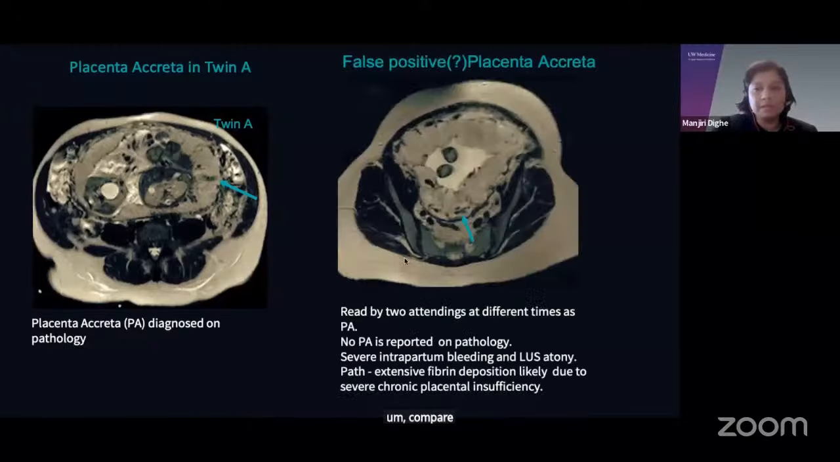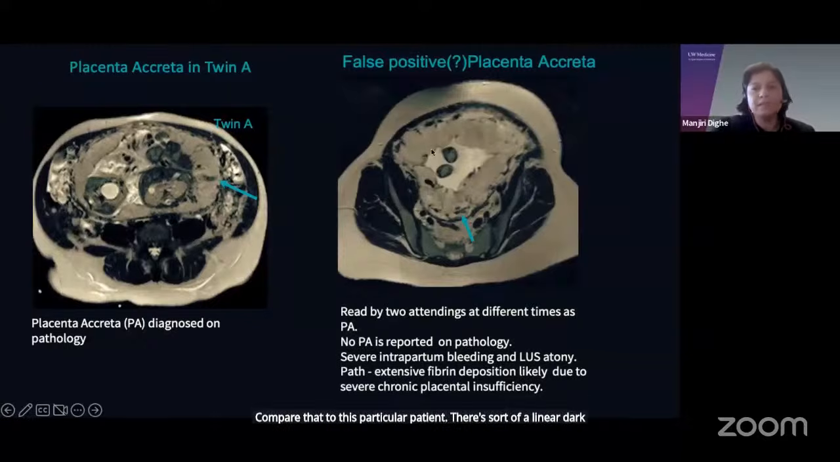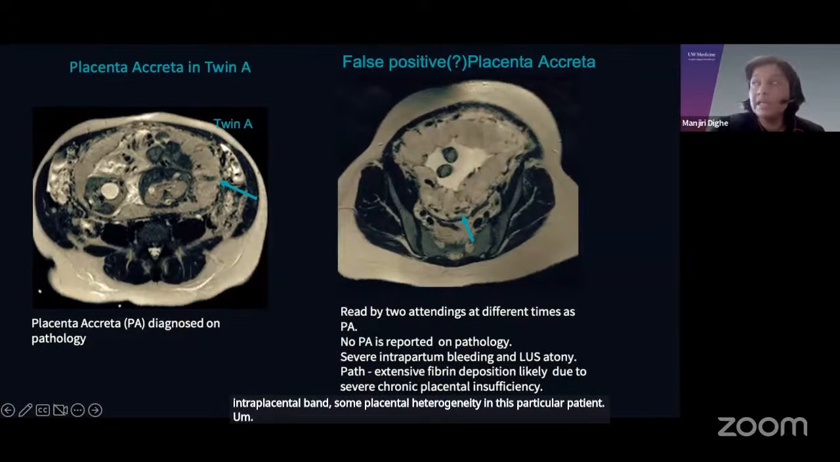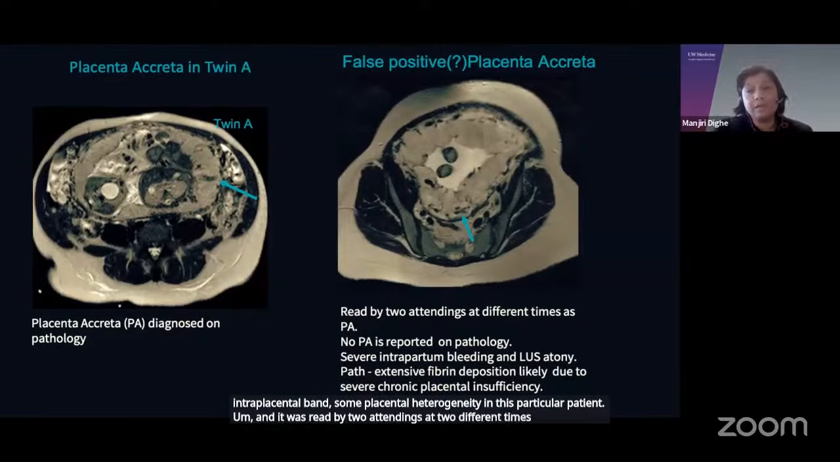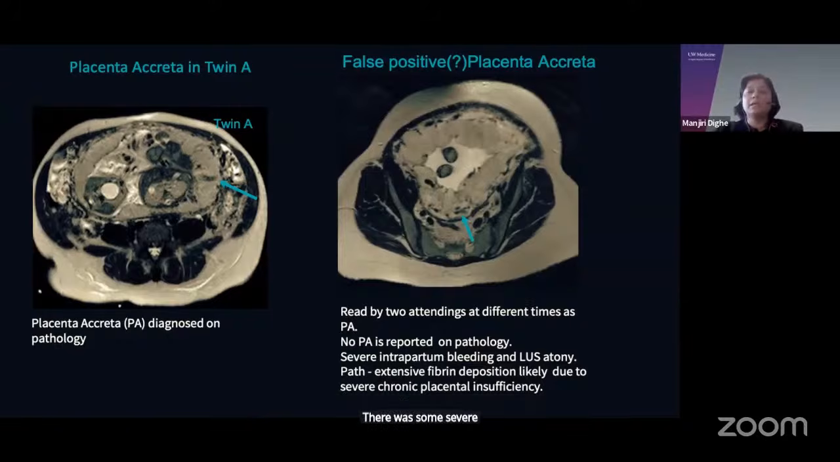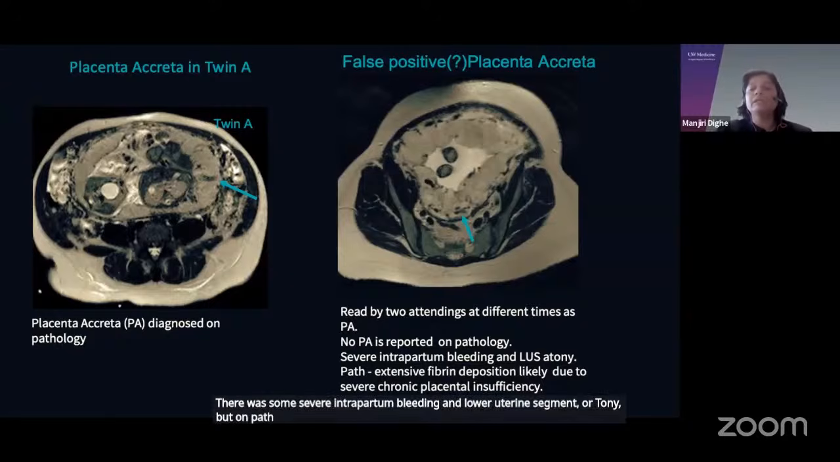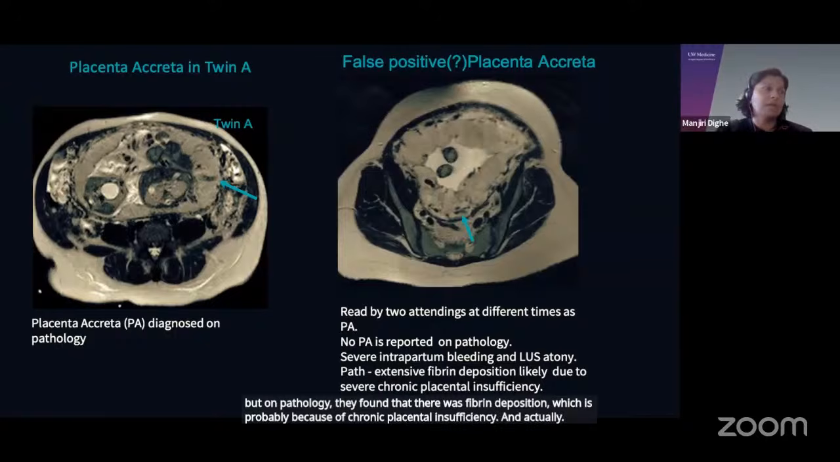Compare that to this particular patient. There's sort of a linear dark intraplacental band, some placental heterogeneity in this particular patient. And it was read by 2 attendings at 2 different times as placenta creta spectrum. But on pathology, there was no placenta creta. There was some severe intrapartum bleeding and lower uterine segment atony. But on pathology, they found that there was fibrin deposition, which was probably because of chronic placental insufficiency. And actually, they could resect the placenta at delivery easily.